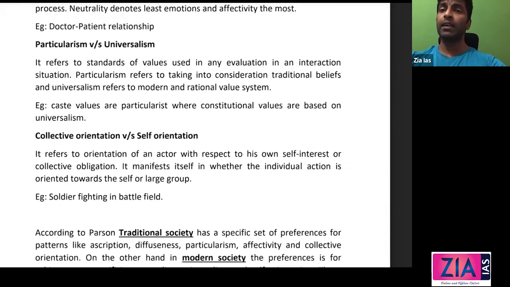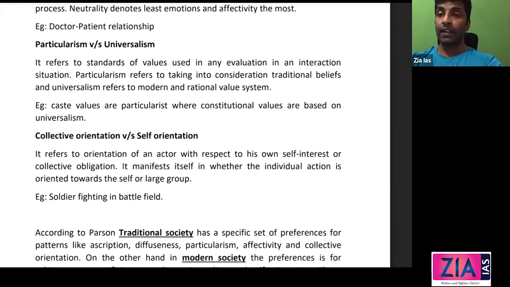Particularism versus universalism. It refers to the standard of values used in any evaluation in an interaction process, right? Particularism refers to taking into consideration the traditional beliefs, and universalism refers to a modern and rational value system. Right? So for example, caste values are particularistic, that is based on traditional beliefs, whereas constitutional values are based on universalism, that is based on a rational system, right? Rule of law, equality before law, and all those things.